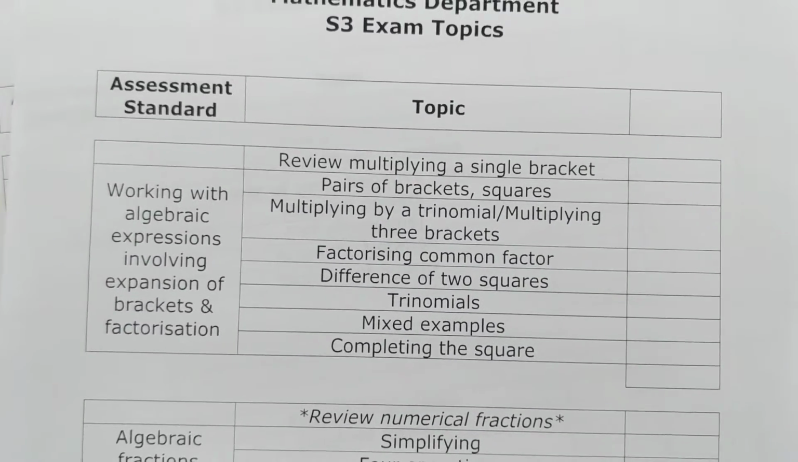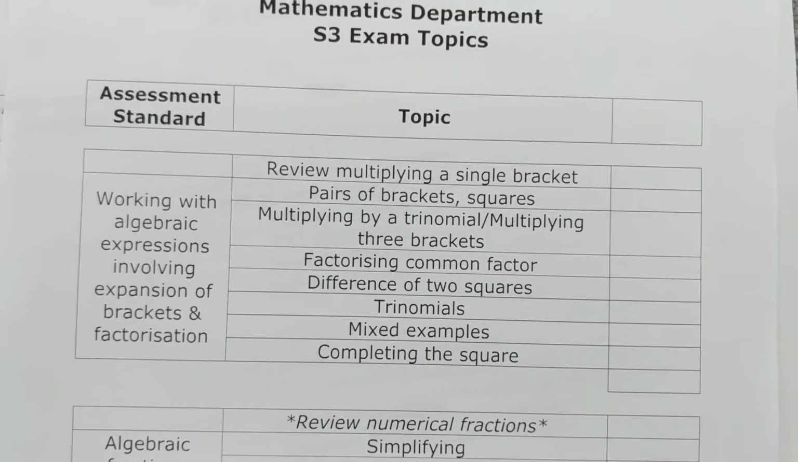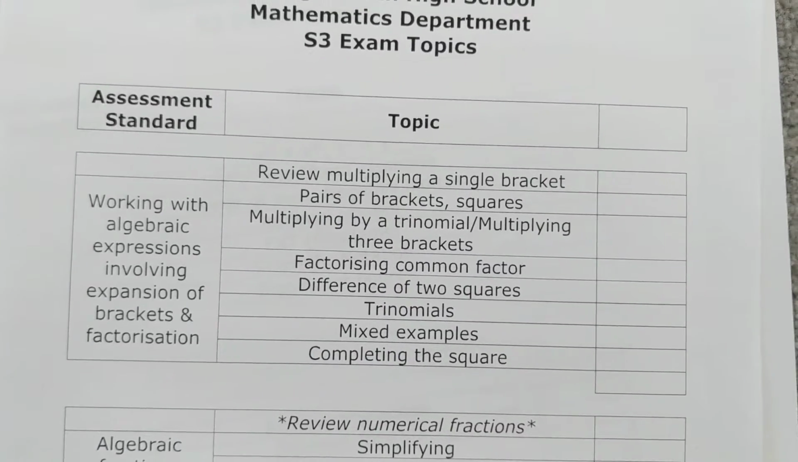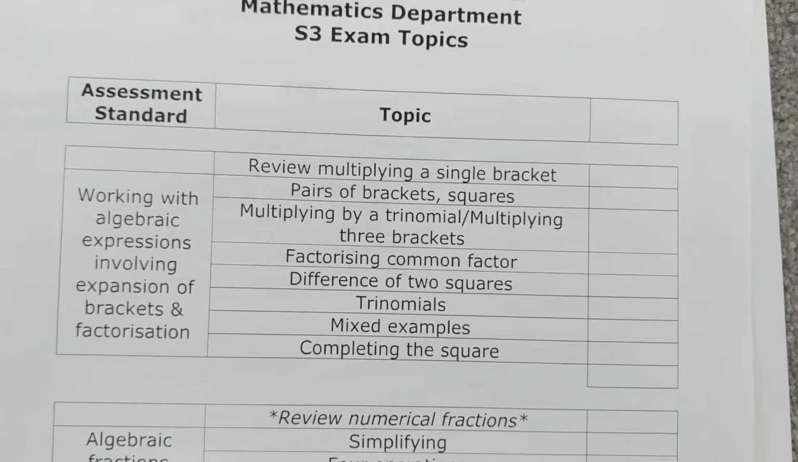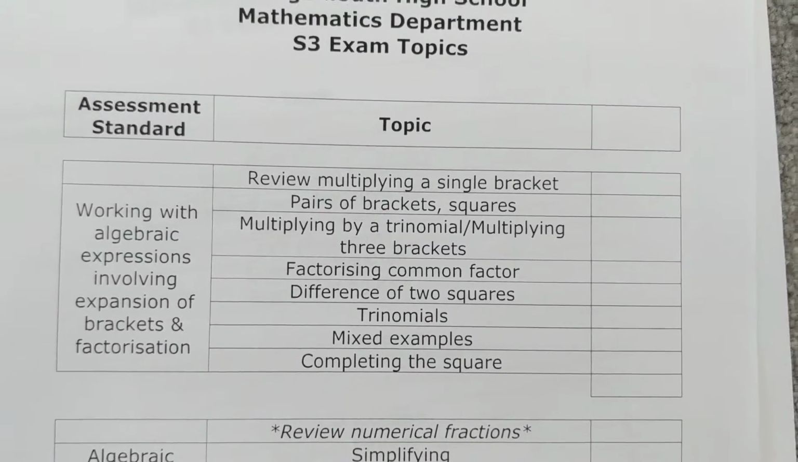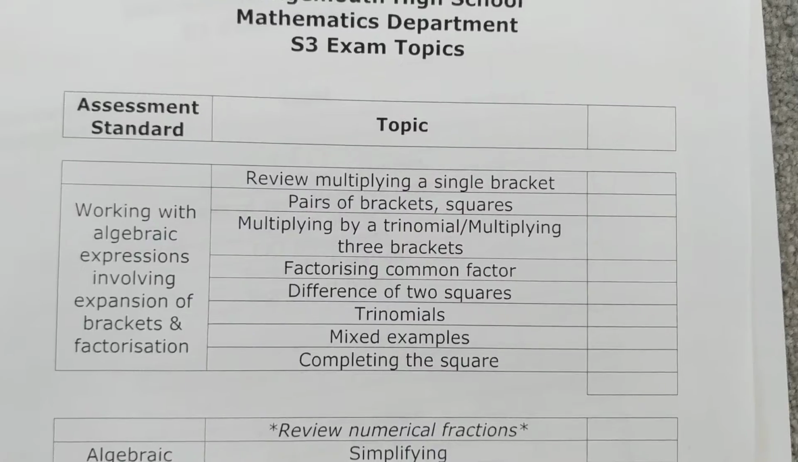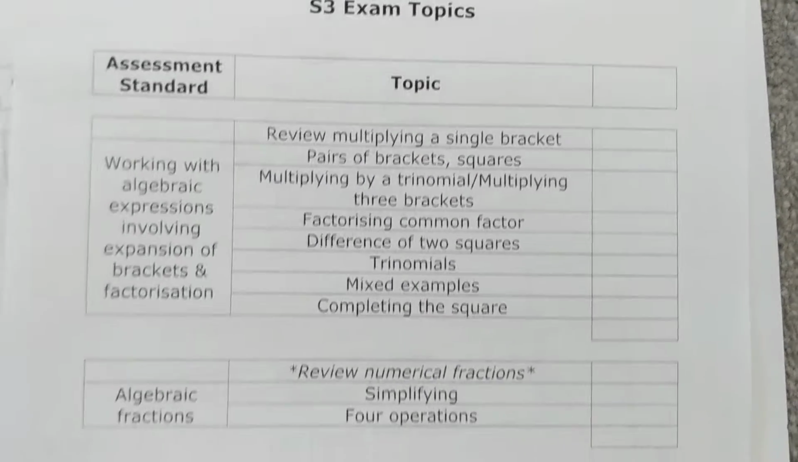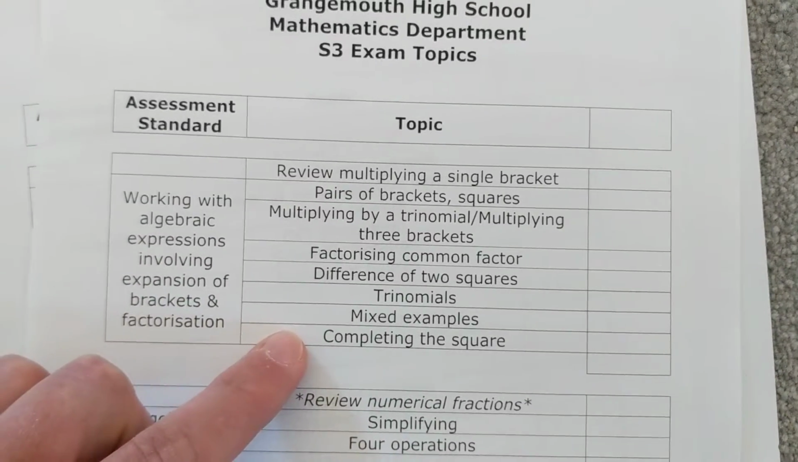Working with algebraic expressions, so basically you're multiplying out brackets. Rules of factorising, remember common factor first. If there's no common factor, then check for a difference of two squares, and then it might be a trinomial. Also down at the bottom there, you'll notice completing the square.